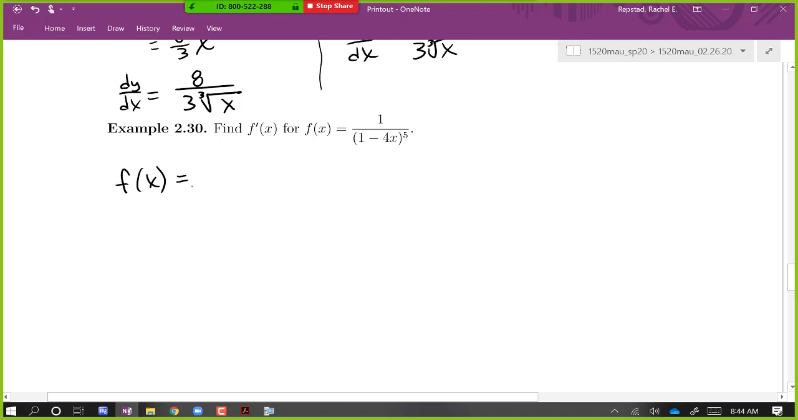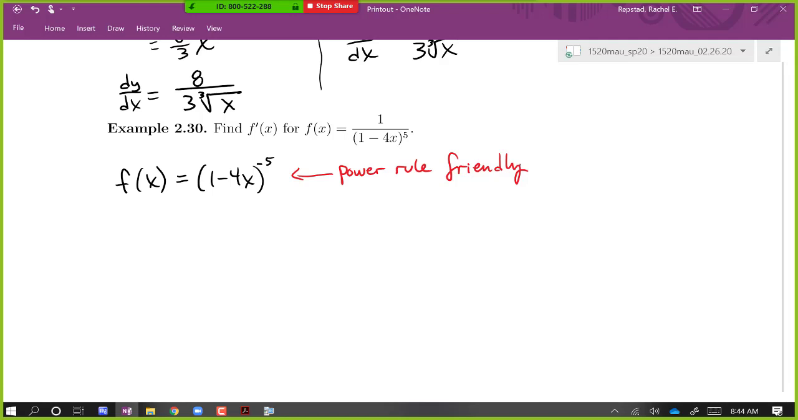something raised to a power in the bottom corresponds to a negative exponent if we bring it up. So I could rewrite this as 1 minus 4x to the negative 5th power. This is what I might describe as power rule friendly. A lot of times when we have a function that's a fraction, if I bring the bottom up and write it with a negative exponent, that might just change a quotient rule problem to a power rule problem, and it doesn't really save us a lot of work.